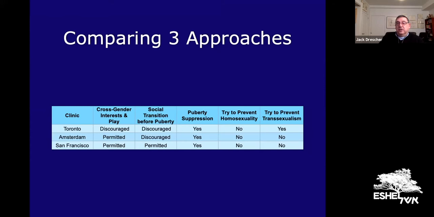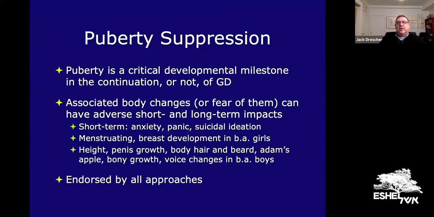Social transition is discouraged by the Dutch and the Canadian clinic, and cross-gender interests in play are discouraged by the Toronto clinic. Now, puberty suppression, which was invented by the Dutch more than 20 years ago, is a time when kids who are gender dysphoric may develop panic attacks, may develop suicidal feelings, because they're either starting to change or they're worrying that the changes are going to happen. So it was a treatment that existed prior to this.